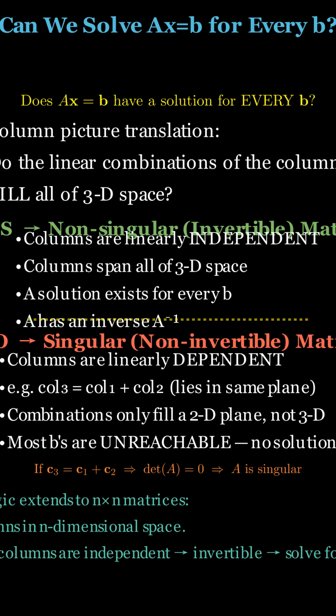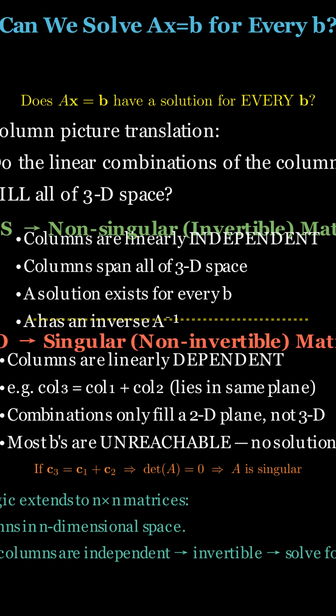Case no. If the columns are linearly dependent. For example, if column 3 is just column 1 plus column 2 and lies in the same plane as the other two, then all combinations stay on a 2D plane. Most right-hand sides b are not on that plane, so they're unreachable. The matrix is singular. It has no inverse and determinant 0.